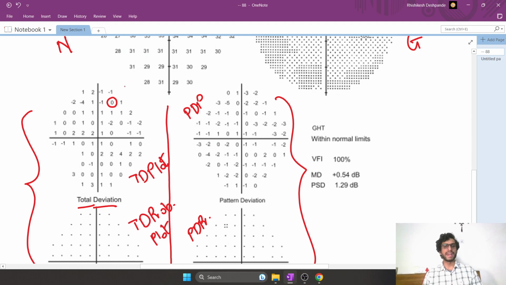Or you could get a negative value, which means the sensitivity in the patient at that perimetric point is lower than the normal value, which means it's probably abnormal. Or you could get a positive value, which means the sensitivity is actually higher than normal. So all three possibilities exist. Total deviation is basically an arithmetic subtraction of the patient's threshold sensitivity map and the database that is present.